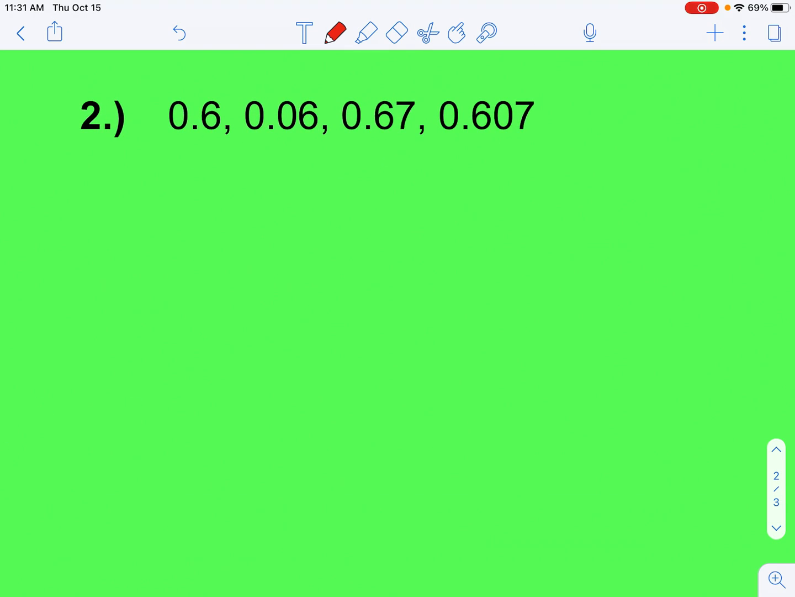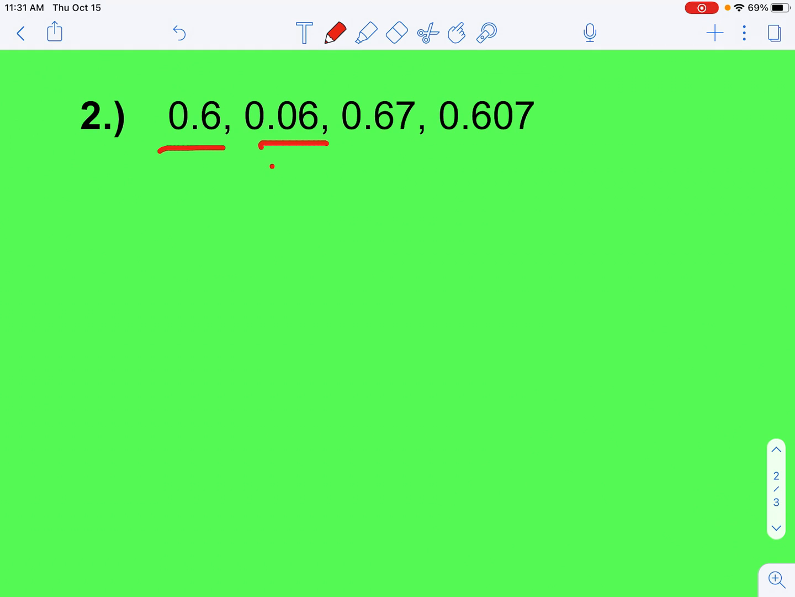Okay? Now let's look at our last problem. Ooh, this one I see a lot of zeros and 6s and some 7s. So it's very important that when we start, we are going to line our numbers up in line with the decimal number. Okay, so we're going to practice reading these numbers first. This number right here is 6/10.